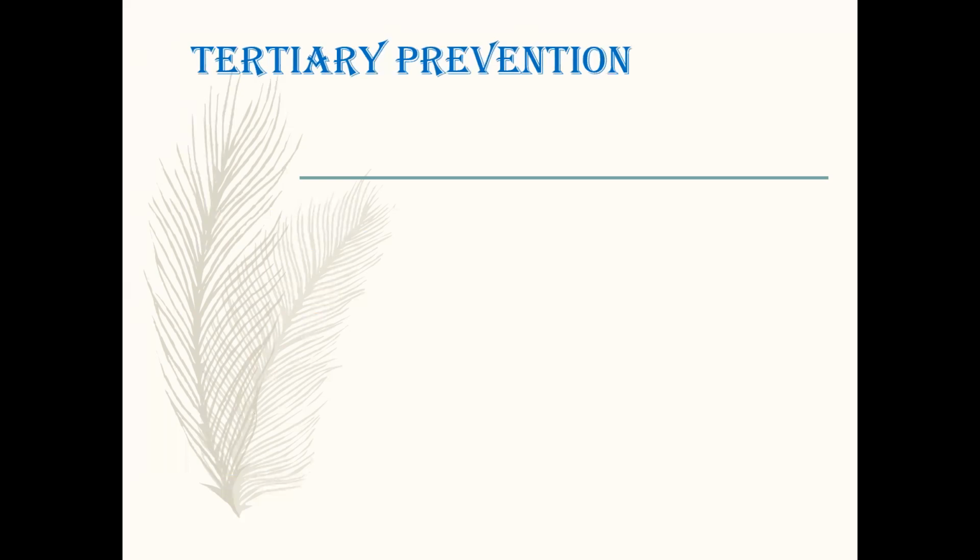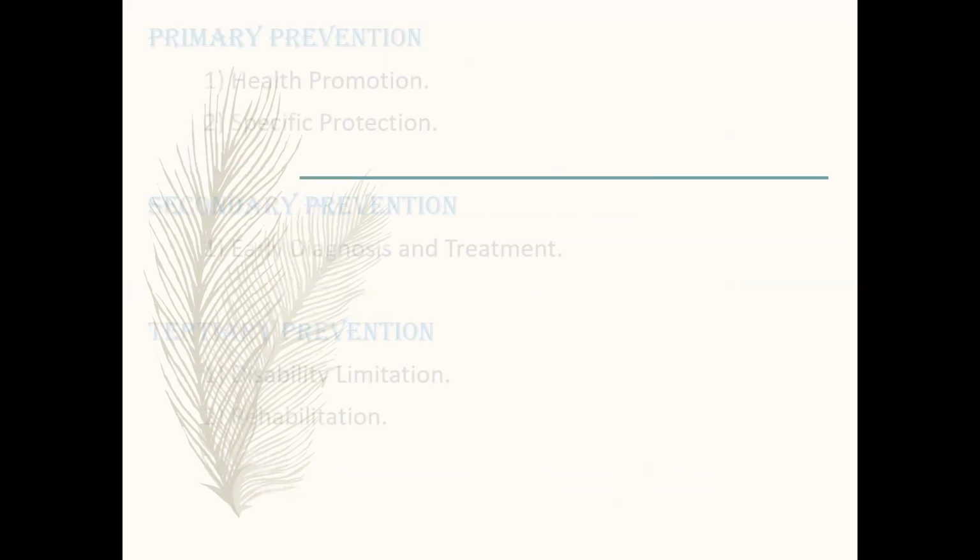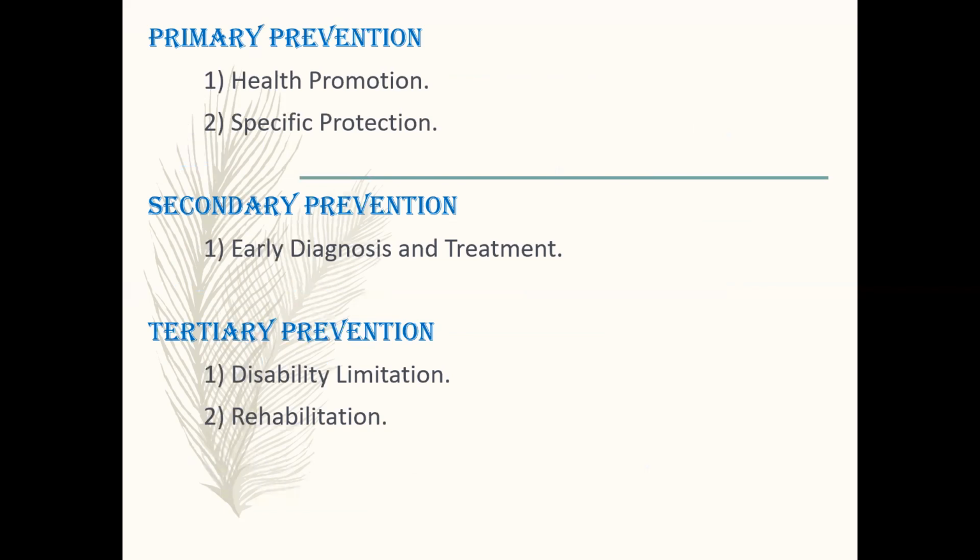Tertiary prevention, defined as all measures available to reduce or limit impairments and disability, minimize suffering caused by existing departures from the good health, and to promote the patient adjustment to irremediable conditions. It extends the concept of the prevention into the field and rehabilitation. Primary prevention, first is the health promotion, specific protection. Secondary prevention, early diagnosis and treatment. Tertiary prevention, disability limitation and rehabilitation.